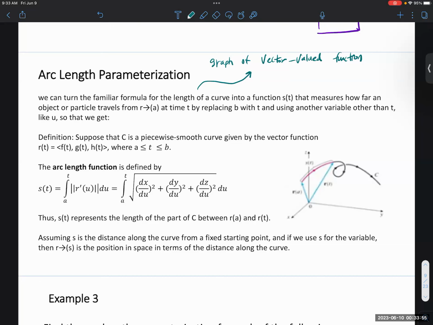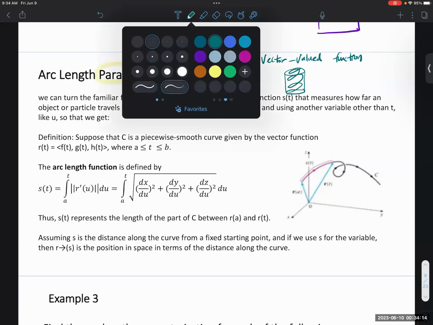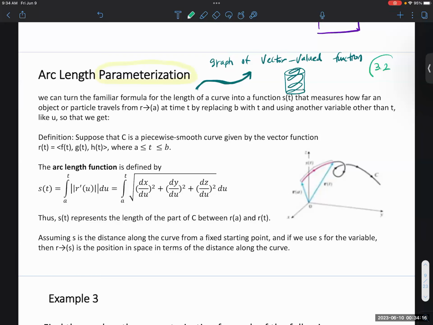My graph is not great. So sometimes you can find a cylinder shape if you watch the video. We call the graph, the line of the vector valued function, also a parameterization equation. Do you remember that? So if you watch the video, please go back. I believe 3.2, the last part, we talked about it.